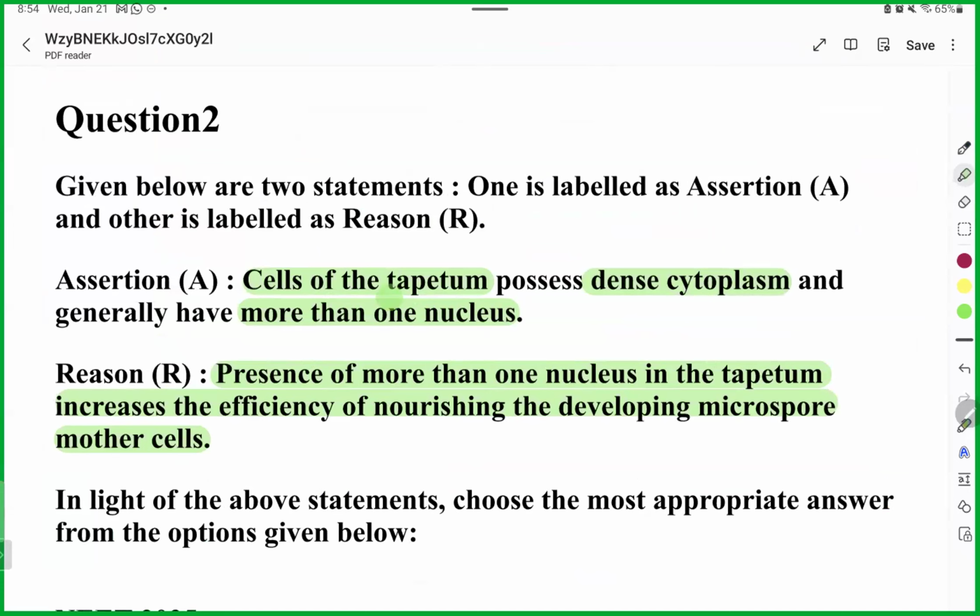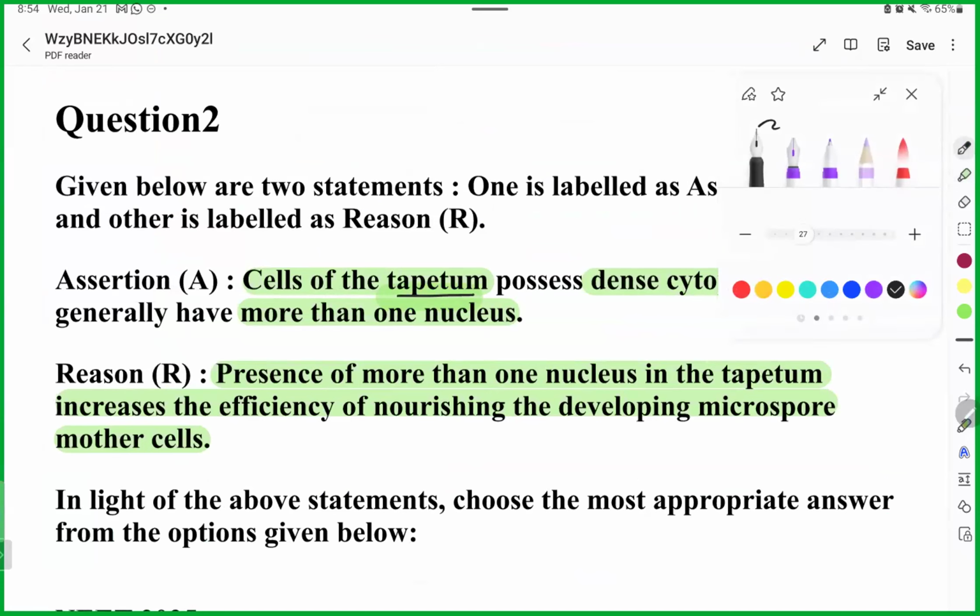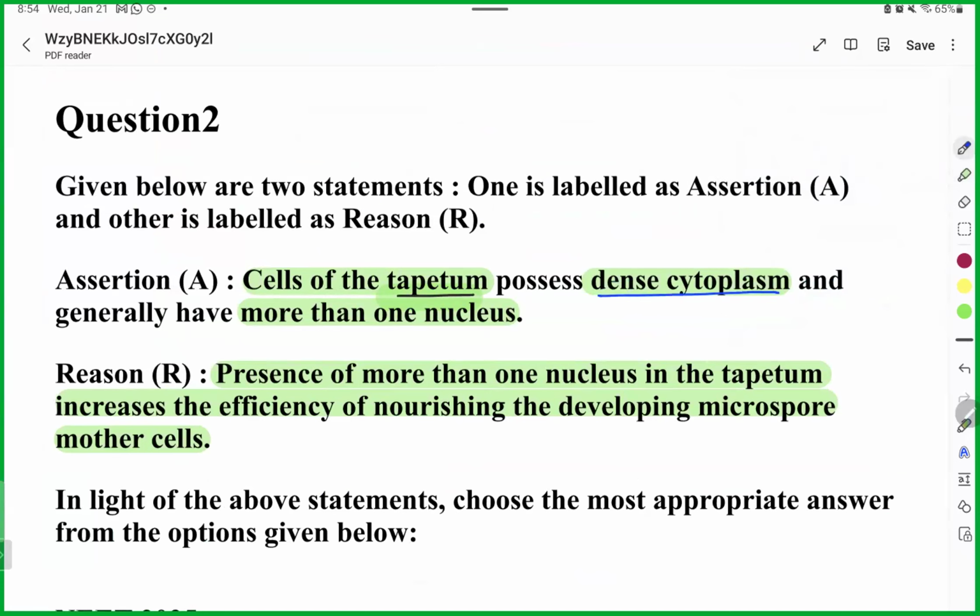Brinder, cells of the tapetum contain dense cytoplasm. Is this correct? Yes, sir. Dense cytoplasm is there. They generally have more than one nucleus. Is this correct? Yes. So the first statement is definitely correct.